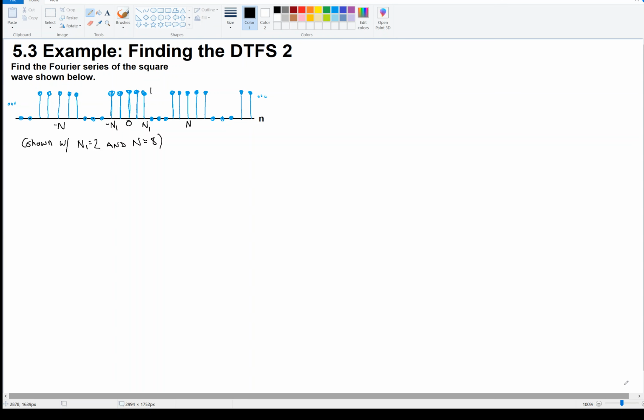Okay, welcome back. We're working on finding the discrete time Fourier series, and in this example we're going to find the DTFS of this simple little square wave that alternates between 0 and 1.